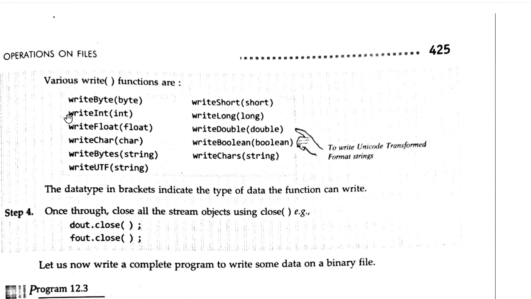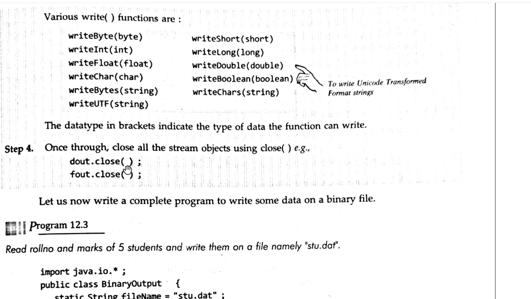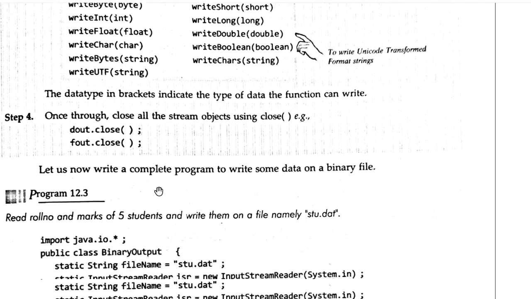So here, these are the write functions. writeByte will write the byte value which is given here as a parameter to the file. Then writeInt for int value, writeFloat for float value, writeChar for char value, writeBytes for string value, writeUTF for Unicode Transformation Format string value. Then writeShort for short value, writeLong for long value, writeDouble for double value, writeBoolean for boolean value, and writeChars for string value. But one difference is there between writeBytes and writeChars. writeBytes writes the full string at a time, but here it is character by character. Here also you can close these objects using the close functions, dout.close, fout.close.